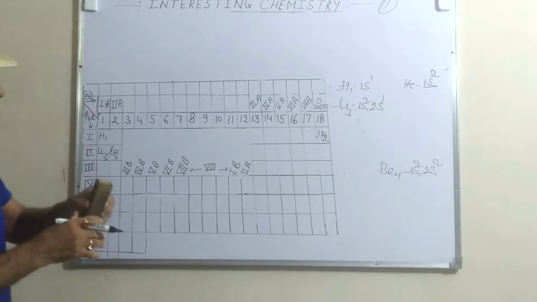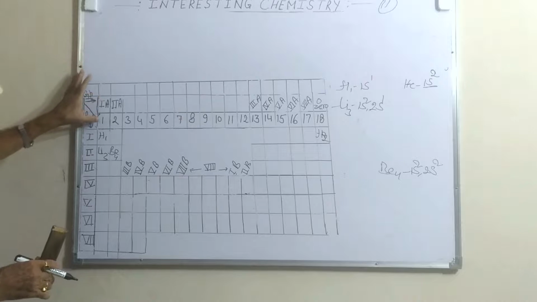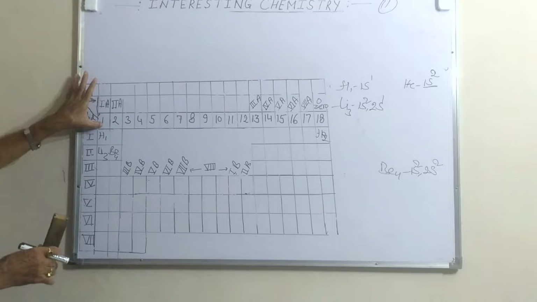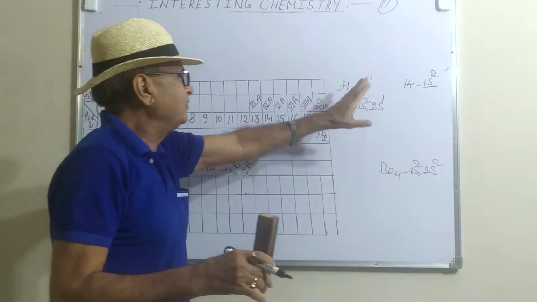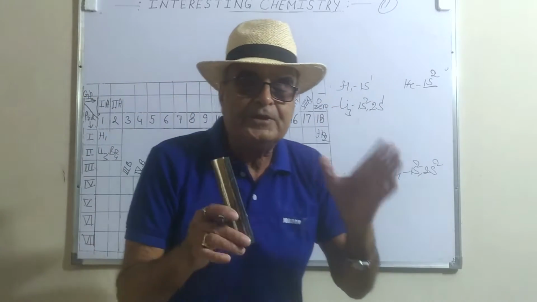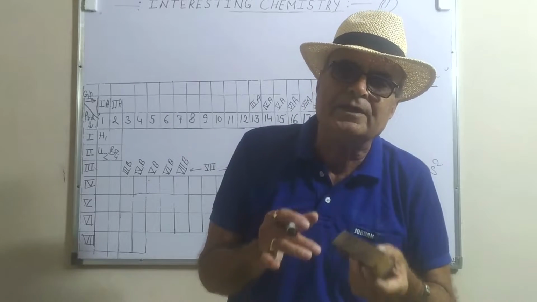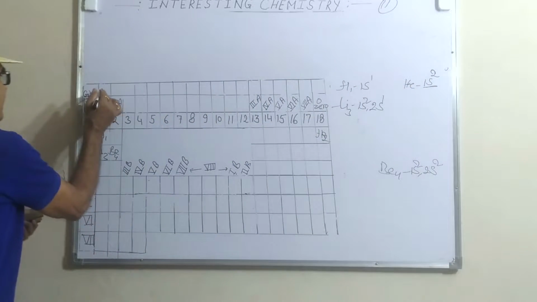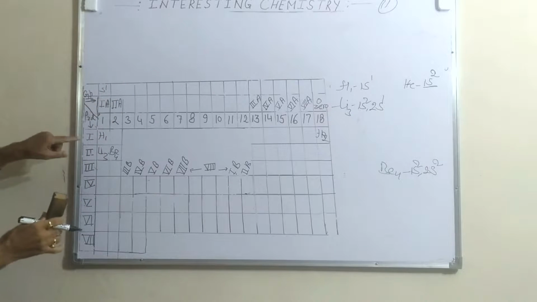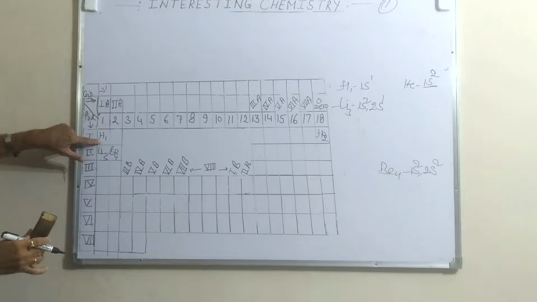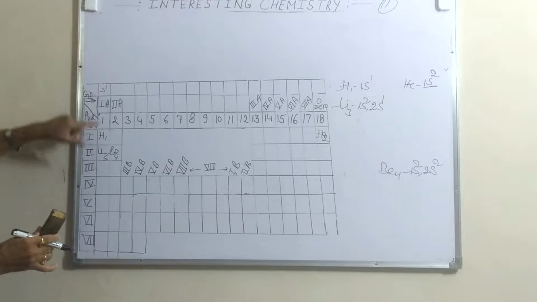Now come to this point. In the first A group, or the first group, the last entering electron will occupy s1. Here you can write s1, because the last electron occupies s1. For lithium, the last electron will occupy s1.